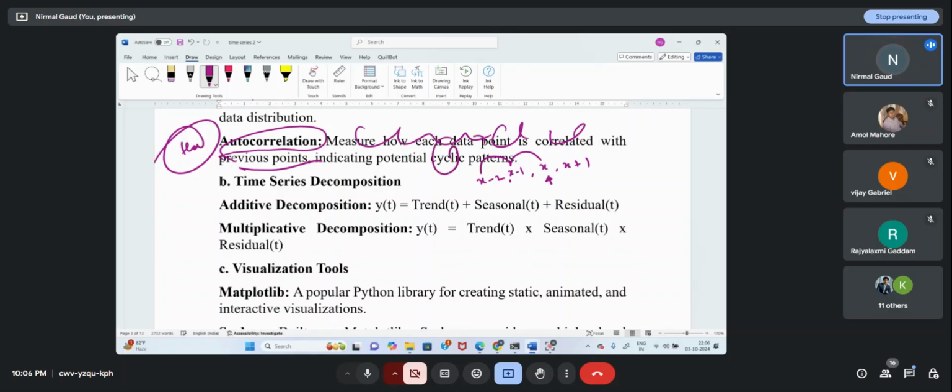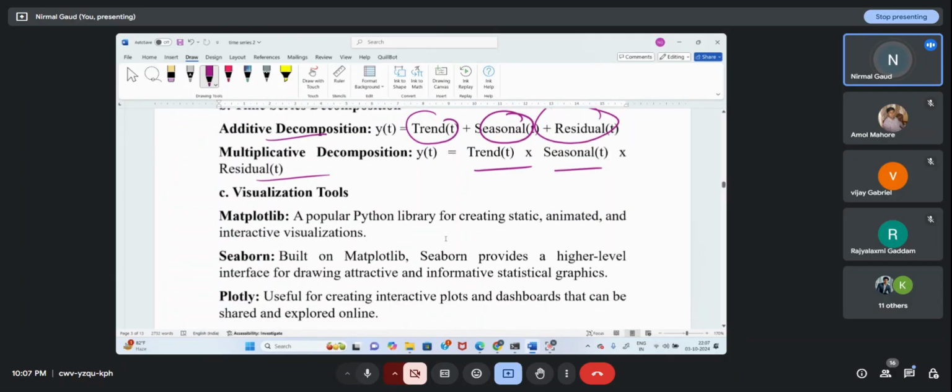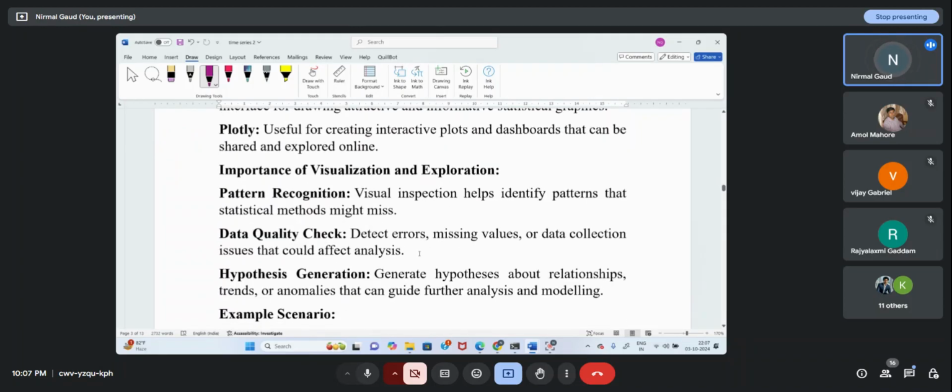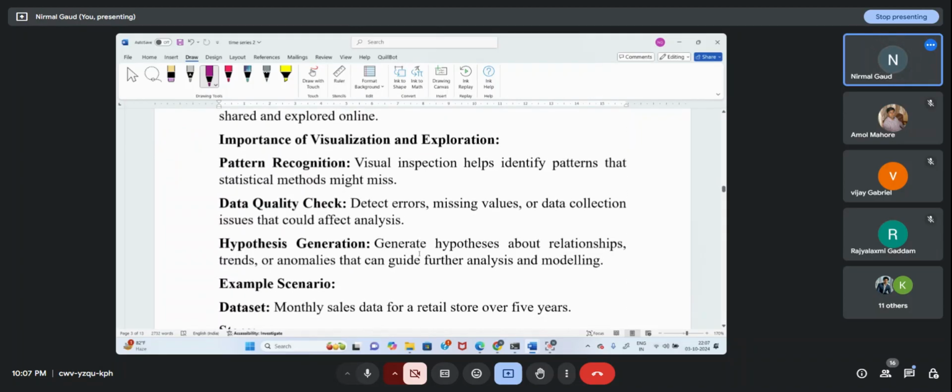That is a cyclic pattern. I made a cycle, right? It is a cyclic pattern, and this is autocorrelation. This is additive decomposition: trend plus seasonality plus residual. In multiplication, multiply these three together. This is how you can decompose, divide your time series. For visualization tools, you can use Matplotlib, Seaborn, Plotly, there are many.